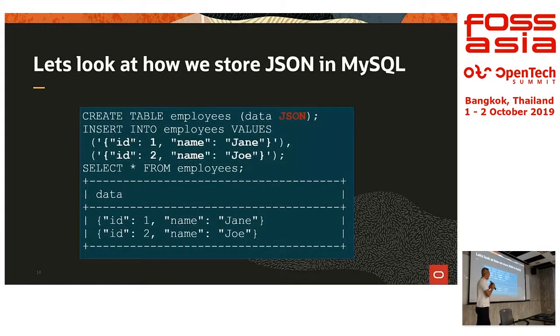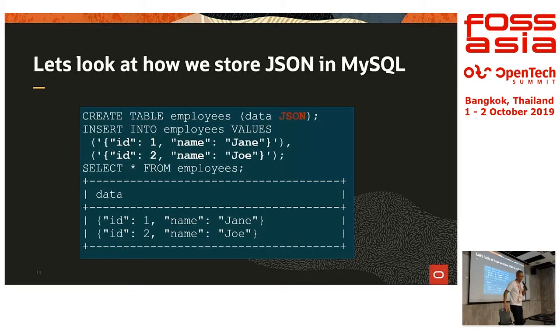So let's take a look at how you could use JSON natively in MySQL. This is a create table. We just have a column of type JSON. And that's it. So you could store JSON in the employee table. And this is how you would insert a JSON document into the table. And when you do a select asterisk, it gives you all the JSON documents. Right? This is how simple it is.